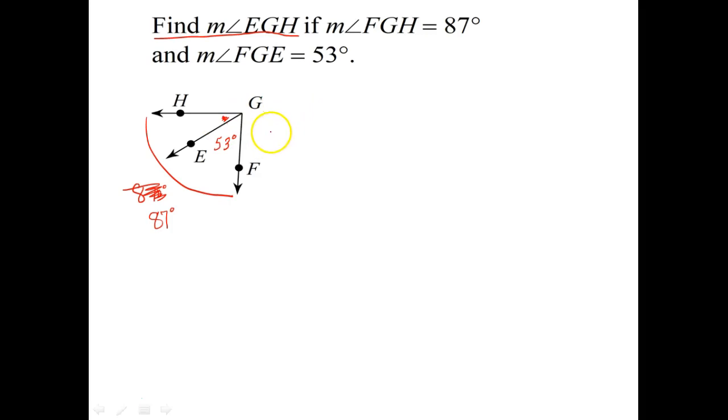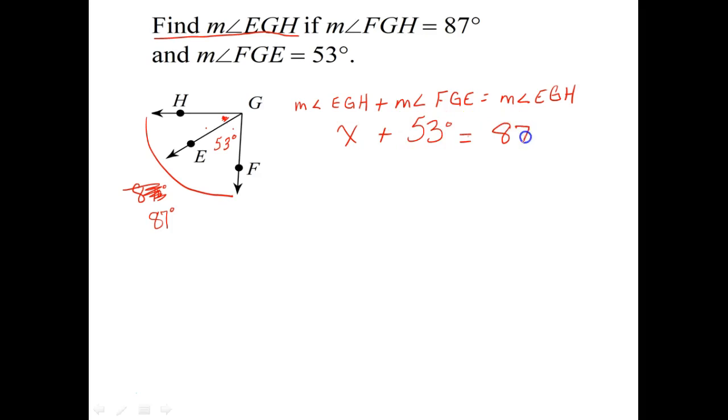First things first, y'all know I want you to set up the angle addition postulate. So I want you to say the measure of angle EGH plus the measure of angle FGE equals the measure of angle FGH. Y'all see what I did? This angle plus that angle equals the whole angle. So we're trying to find the measure of angle EGH. Measure of angle FGE is 53 degrees. And the entire angle is 87 degrees.